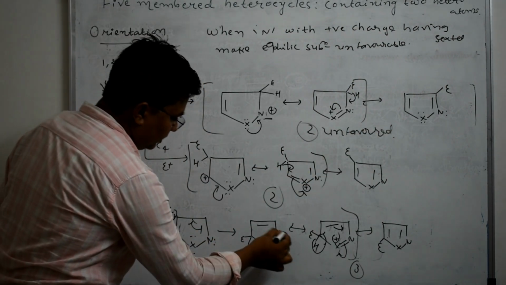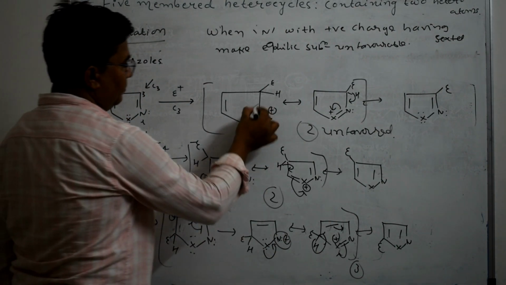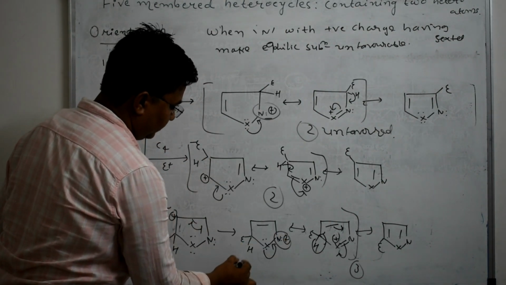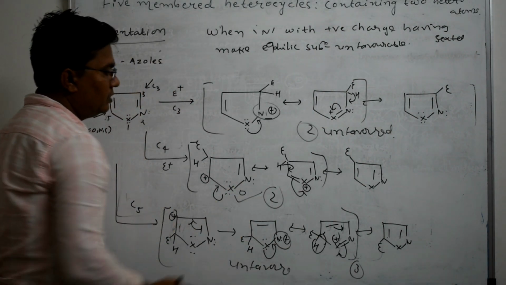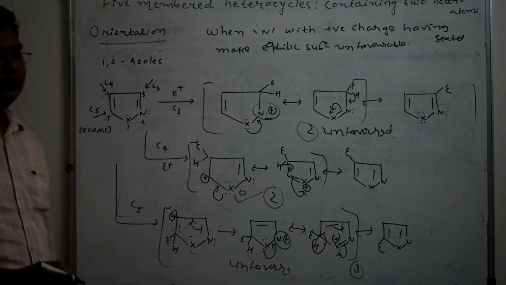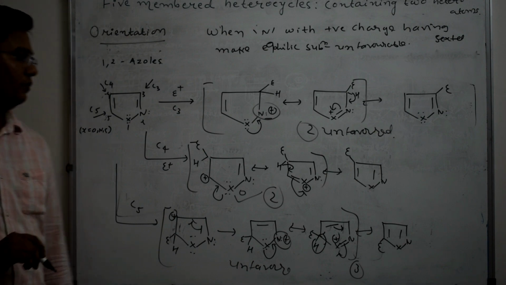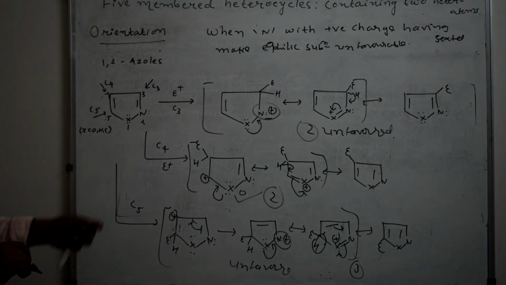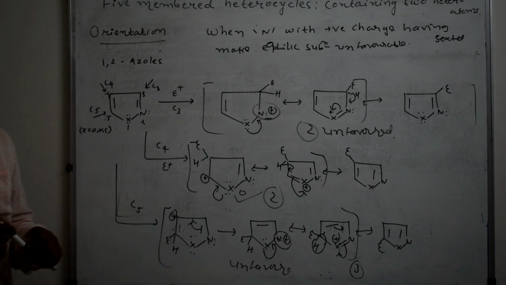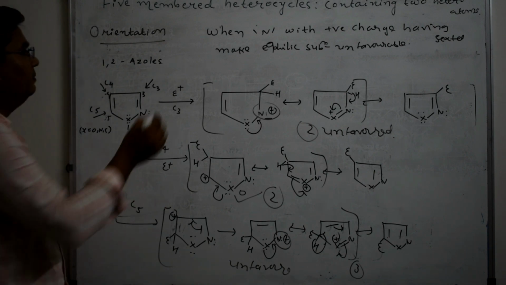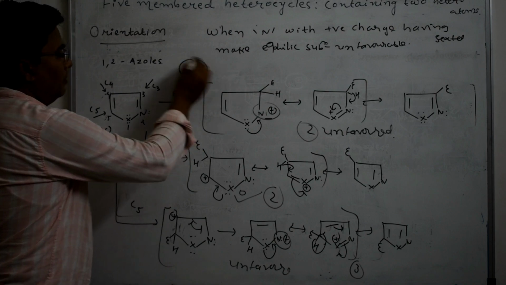Here again you will see this nitrogen is again positive charge in this case, so this is also an unfavored one. So this is the most favored condition for the electrophilic substitution to occur at 1,2-azole. So for the 1,2-azole, normally electrophilic substitution or orientation will take place at the C4 carbon. Thank you.